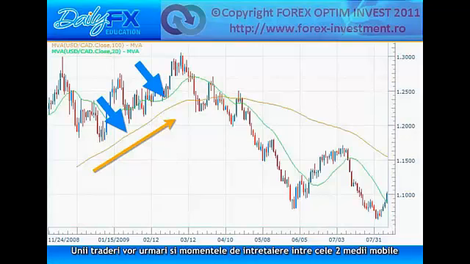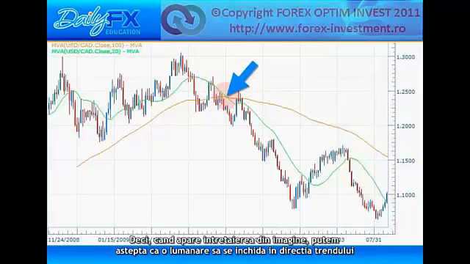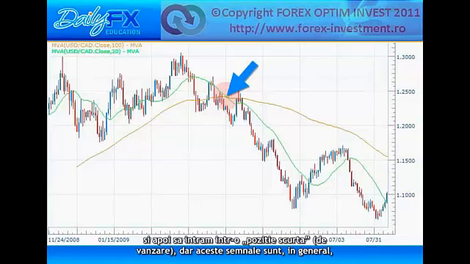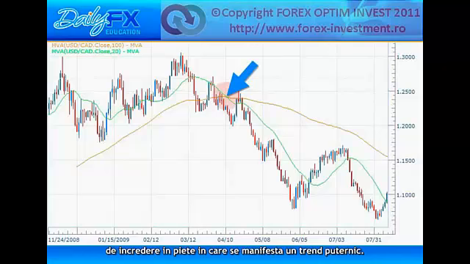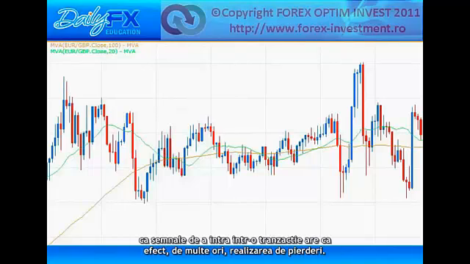Some traders will also look at the crossovers of the two SMAs as a potential signal to enter into a trade in the direction of the crossover. So when this crossover occurs, we can simply wait for the candle to close in the direction of the trend and then go short. But typically these signals are only effective in strong trending markets. When the market is range-bound or moving sideways, taking these crossovers as signals to enter into a trade are known to lead to many losing trades.